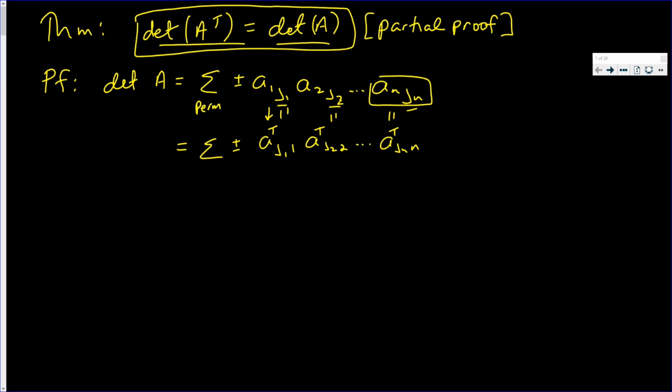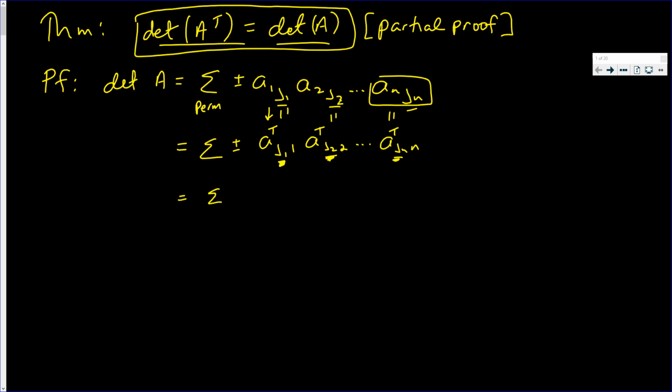Now, J1, J2, J3, that's an ordering of 1 through n. Now, one of these is J1. Okay, so basically, I want the first one here. I want 1 here, and 2 here, and 3 here.